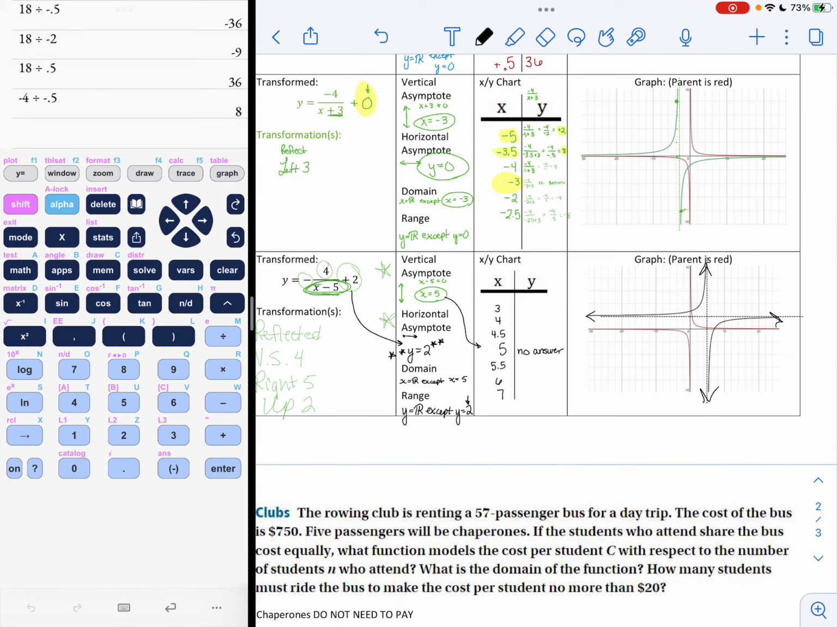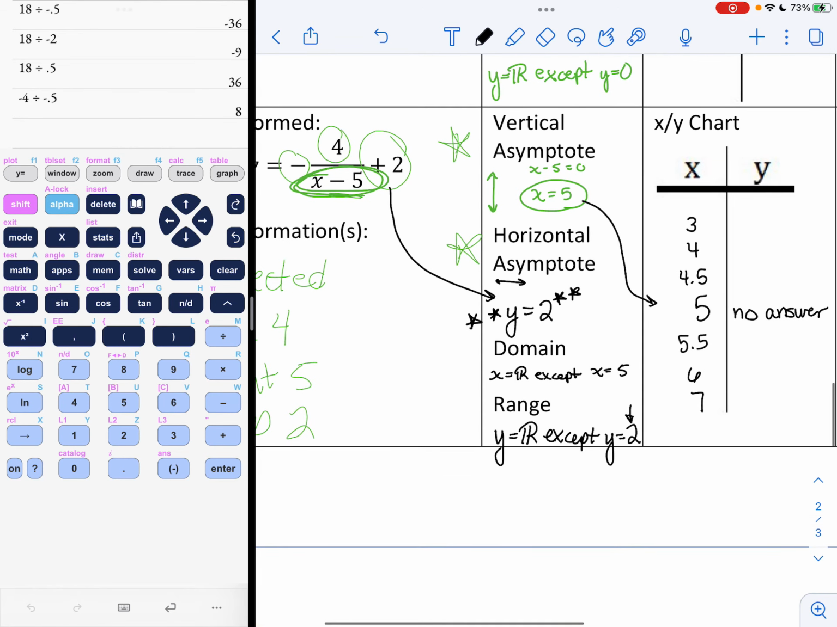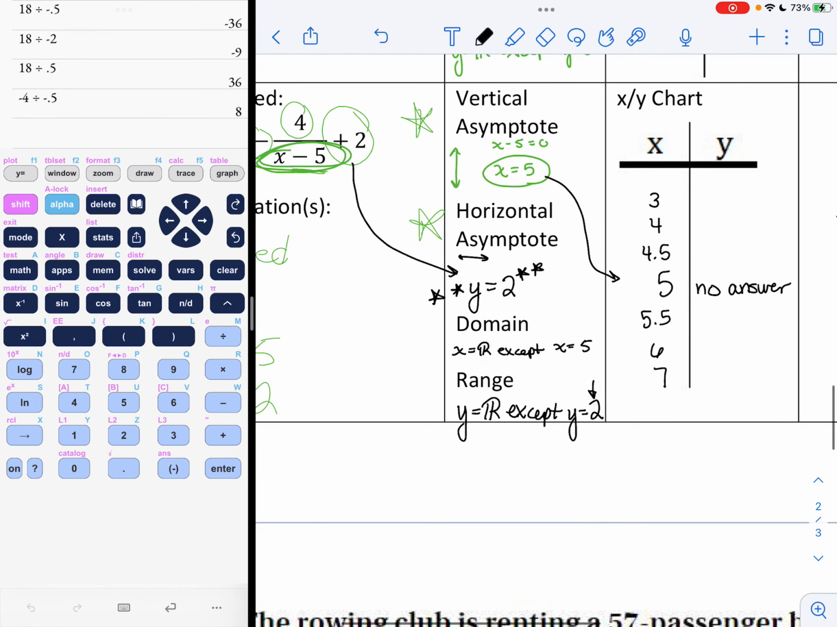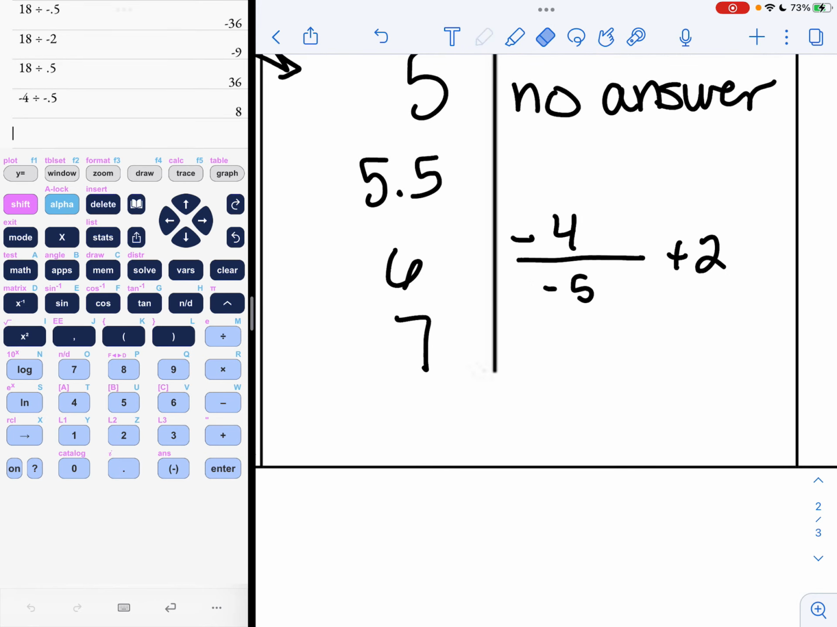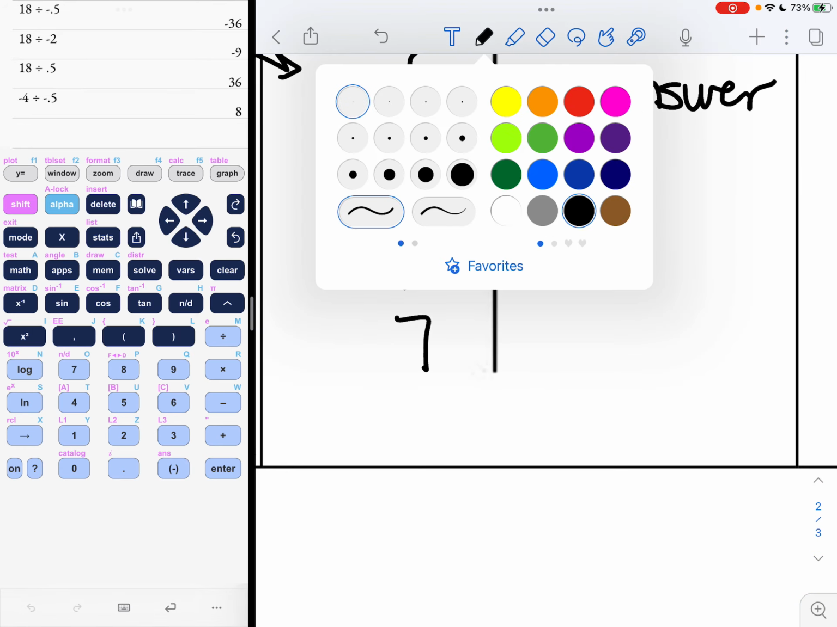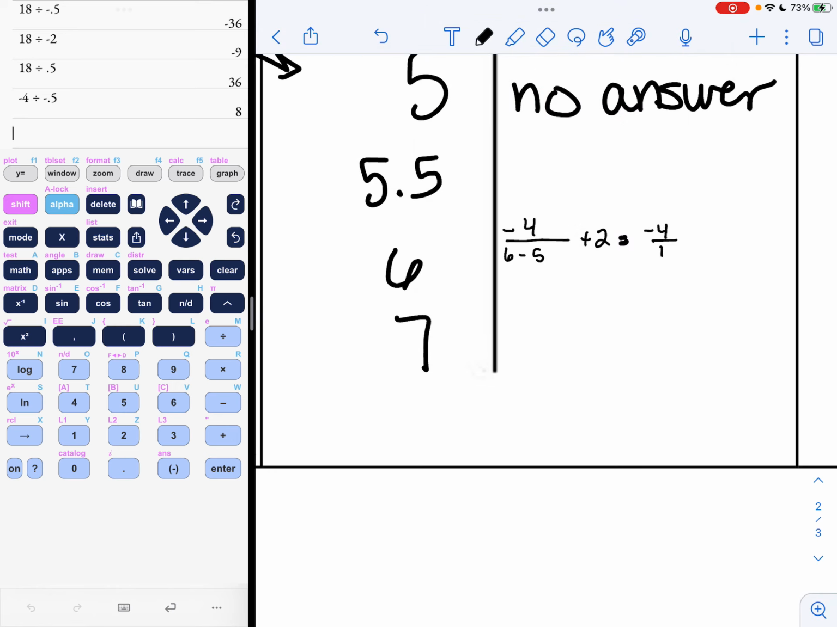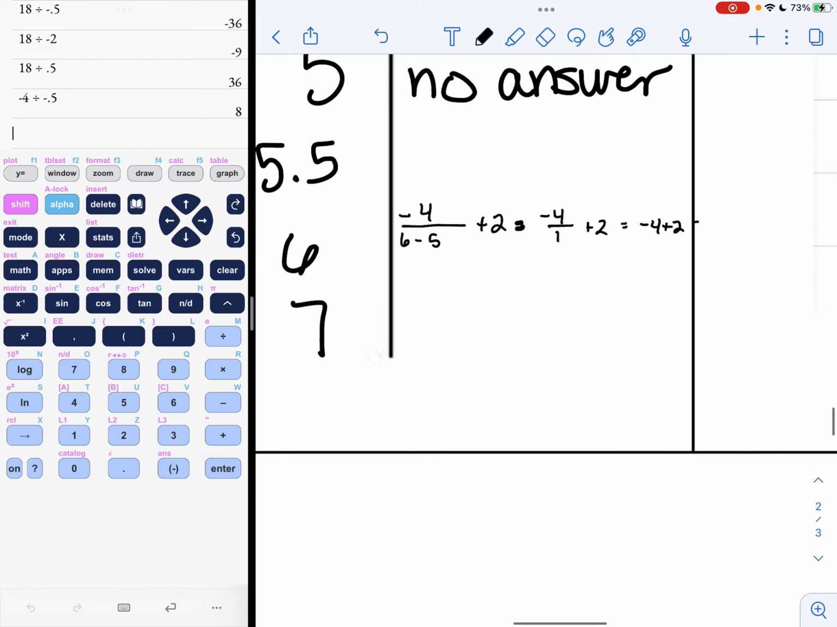You know what? I will plug in 6 for you just in case you're like, boy, I don't remember how to plug stuff in. So our equation is negative 4 over x minus 5 plus 2. And I wanted to show you how to plug in 6, right? So I take out x, put in 6. So that's going to be negative 4 over 1 and then plus 2, which would be negative 4 plus 2, which would be negative 2 when you get it all in there.